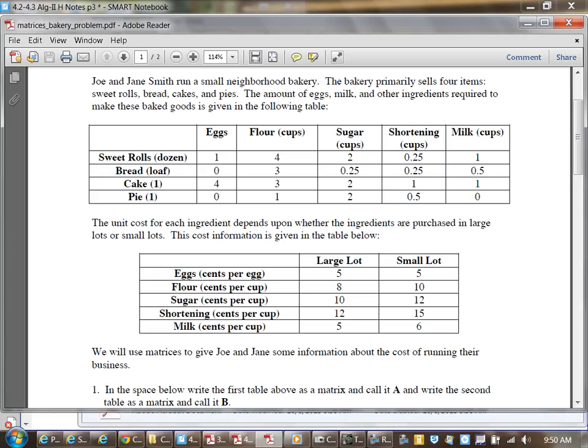The unit costs for each ingredient depend upon whether the ingredients are purchased in a large or a small lot, whether they went to Sam's Club or Hy-Vee. Think of it that way. Buying in bulk, you usually get a better price.